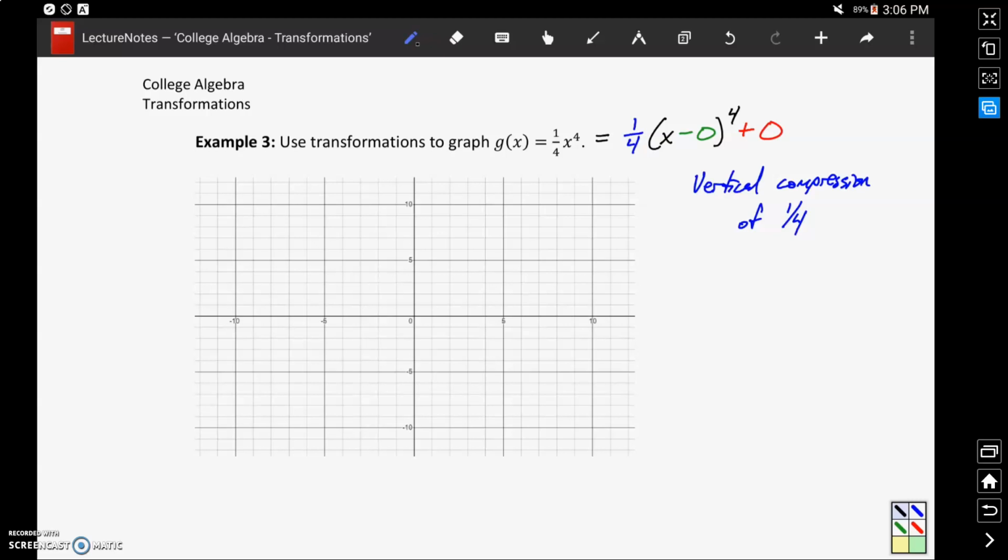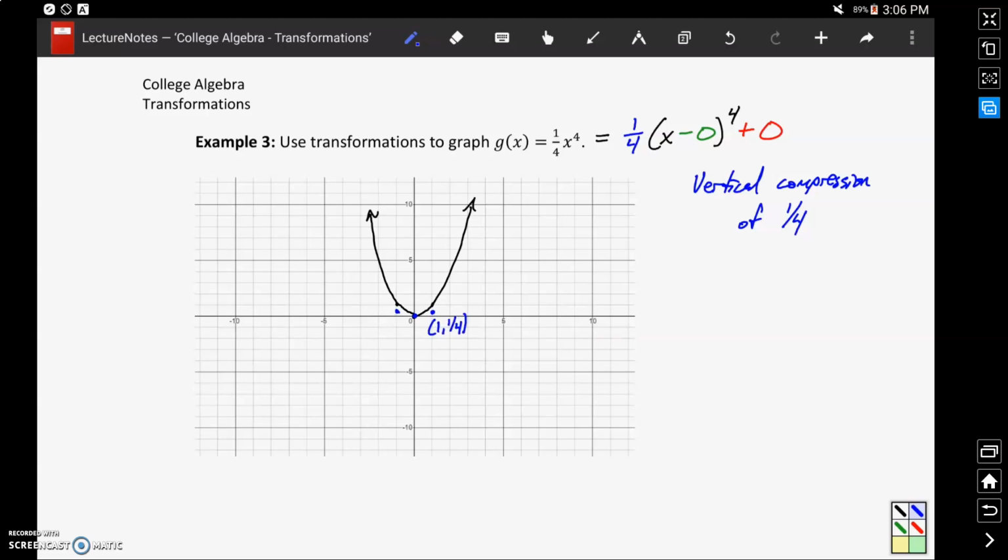So if we start off by graphing x to the 4th, we would have our intercept at 0, and points at 1, 1, and 1, negative 1. Since what we have is this vertical compression of 1/4 being applied, our function values that originally would have been at 1 and 1 will get compressed by a factor of 1/4, meaning we'll take those function values and multiply by 1/4.